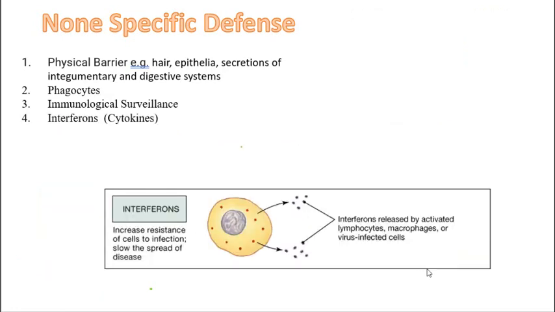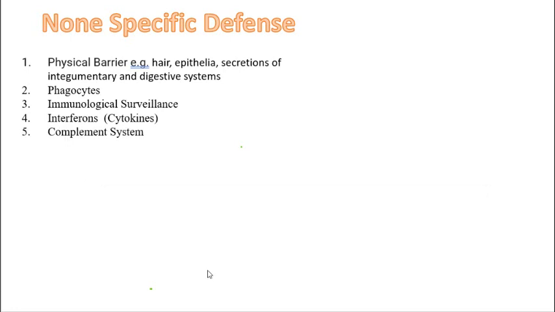The next non-specific defense is interferon. So interferons or cytokines are a diverse group of non-antibody proteins. They act as a mediator between cells. In other words, they act as a chemical messenger that coordinates defense of the body. Interferon basically binds to the surface of abnormal cells and triggers production of antiviral proteins that prevent proliferation of the virus.